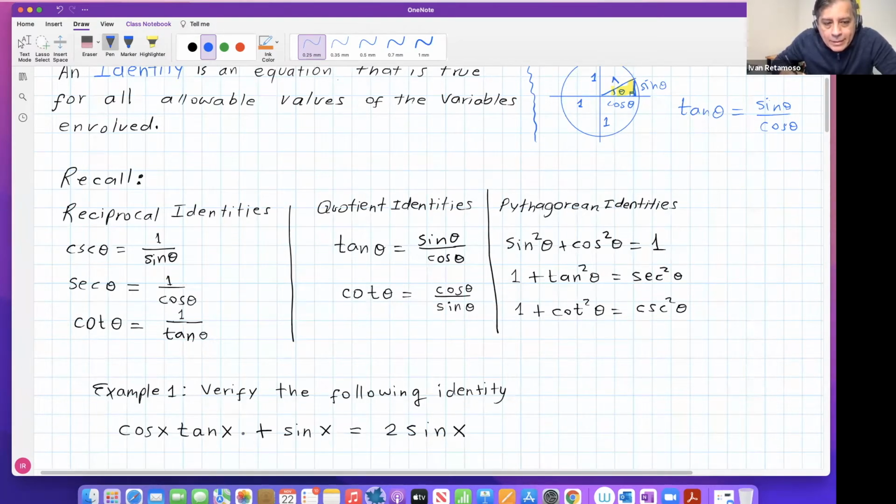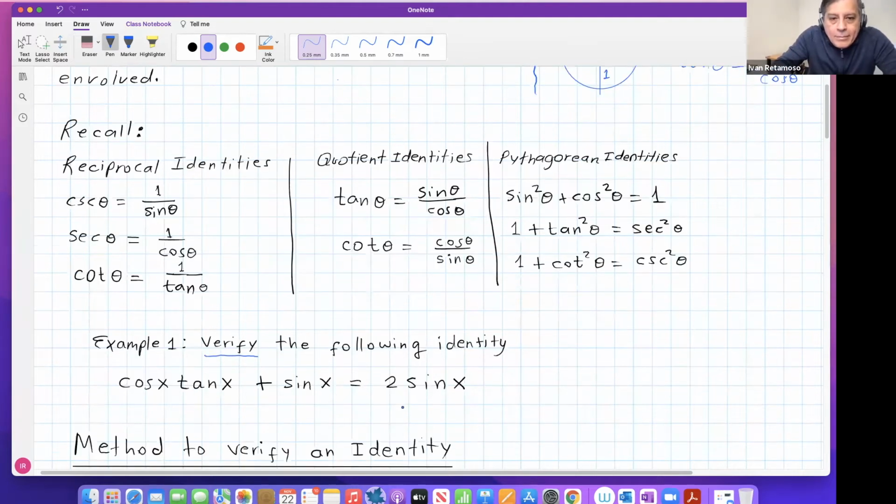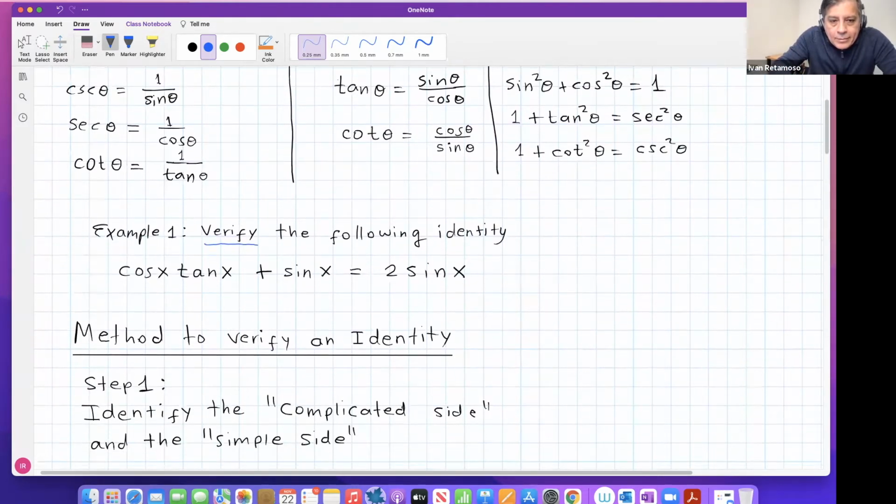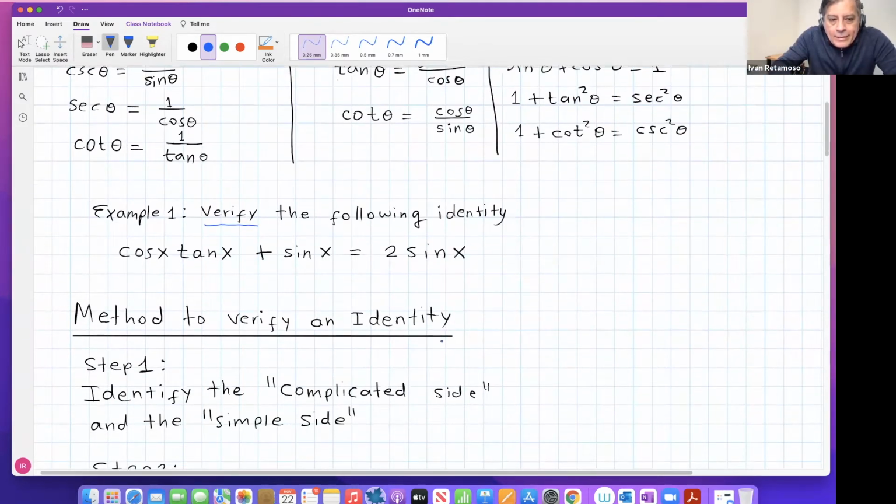For example, look at this equation: cosine of x multiplied by tangent of x plus sine of x equals twice sine of x. They are asking you to verify this identity, right? This identity is not in any of these three groups. It doesn't look like any of the identities in these three groups. So we should verify that it's an identity. How? Well, here is a method that will allow you to do that. Method to verify an identity.